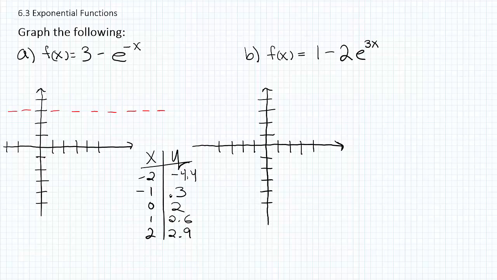So -2 will give me -4.4. So at -2, we go down to about 4.5 almost, right? So around there. And then -1 will go down to 0.3, so it's not very far, maybe about there. And if we have 0, we are at 2, so we're here. And then if we're at 1, we're at 2.6, so maybe about here. And then if we're at 2, we're at 2.9, so getting very close to the asymptote about there. All right, now if we connect those points, we're going to get something like this, right?